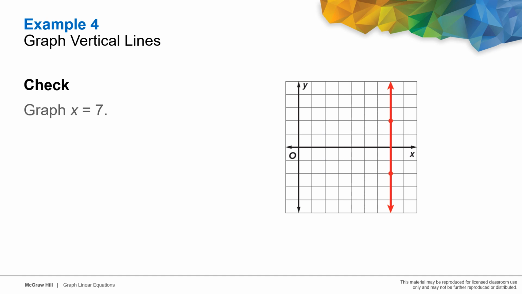All right, here is your answer, and we are done with our video. So that is 4-6. That is graphing using slope-intercept form. Hopefully you've watched this and you can come in tomorrow ready to do some practice.